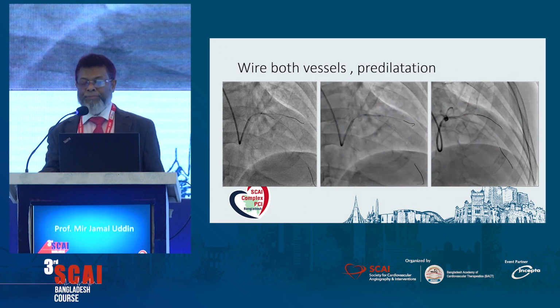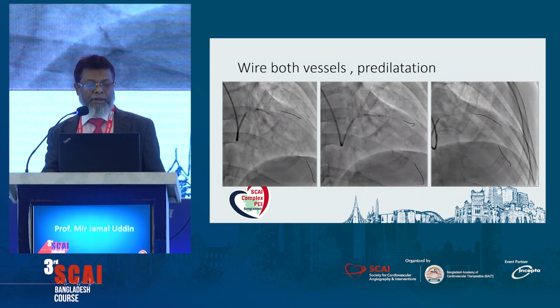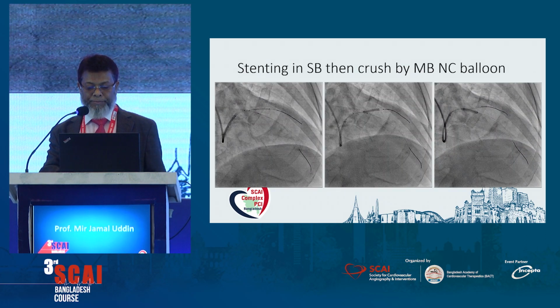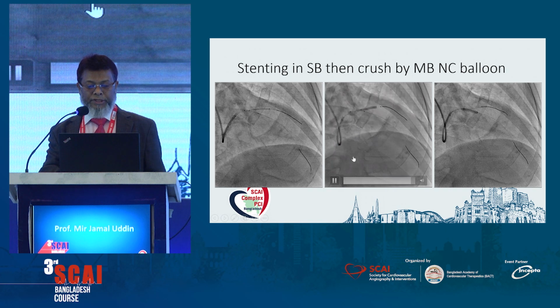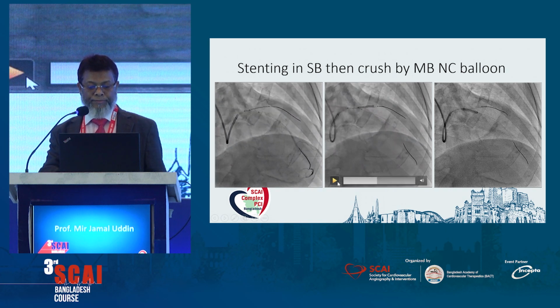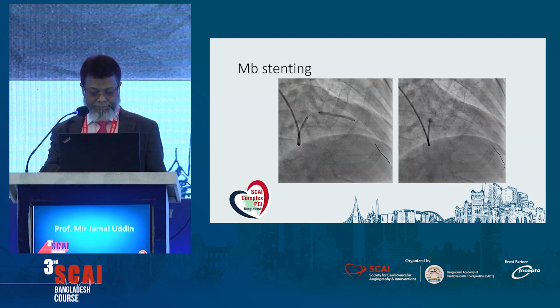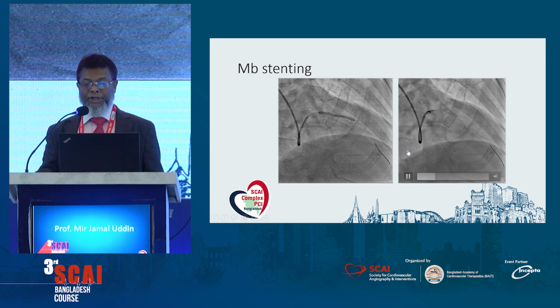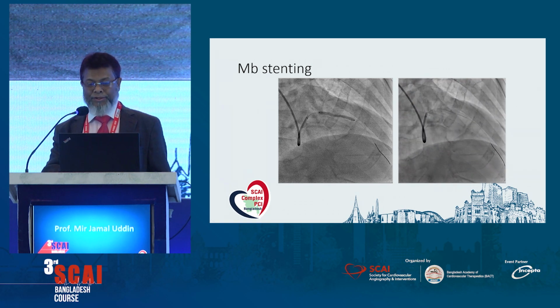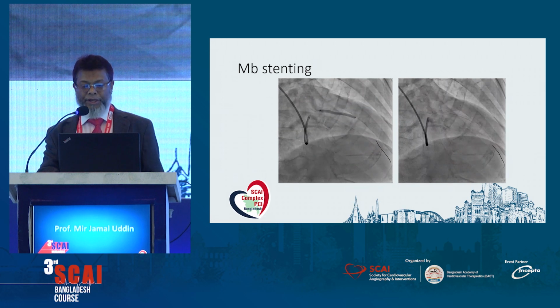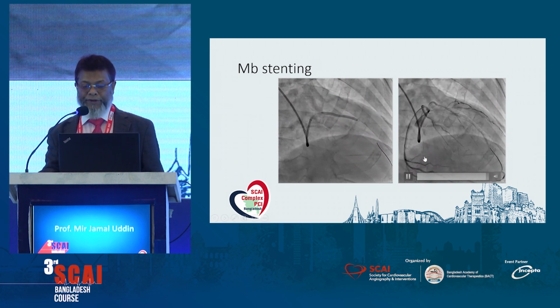Here we have done a mini crush, and we have pre-dilated both the lesion and the side branch. Side branch stenting is in progress, keeping the balloon in the main branch. Almost finished, and this is the final. On the left panel, the main branch stenting, and then POT done, and on the right panel, this is the final result.